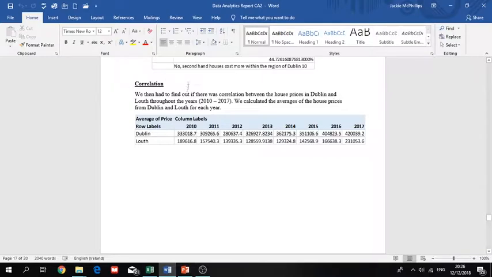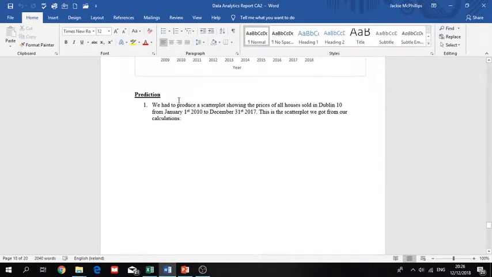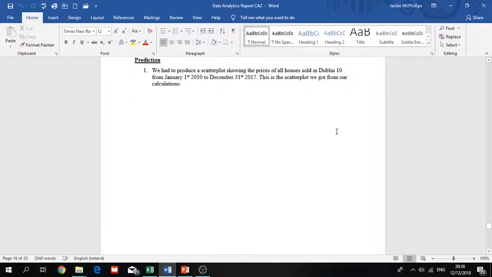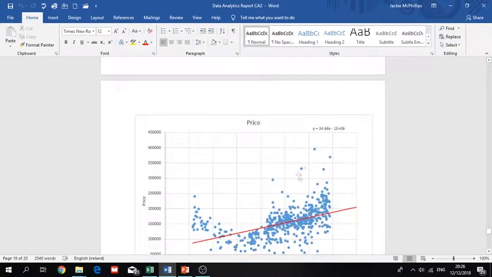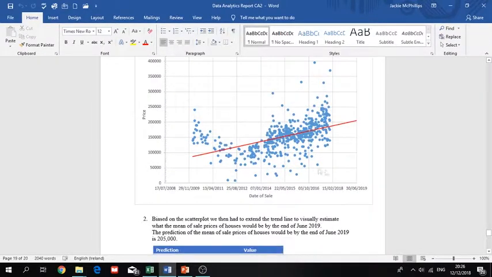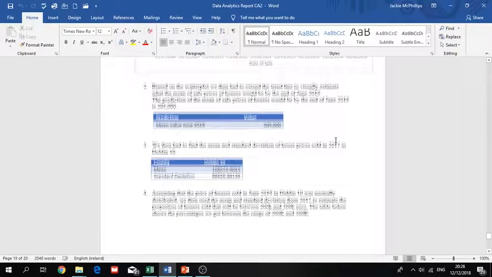Next we have the correlation or step 5. Sean again did this step. This is the graph he produced. Step 6, prediction. Sean also did step 6. So step 6 part 1, we had produced a scatter plot, as you can see here. Part 2 was our prediction value.